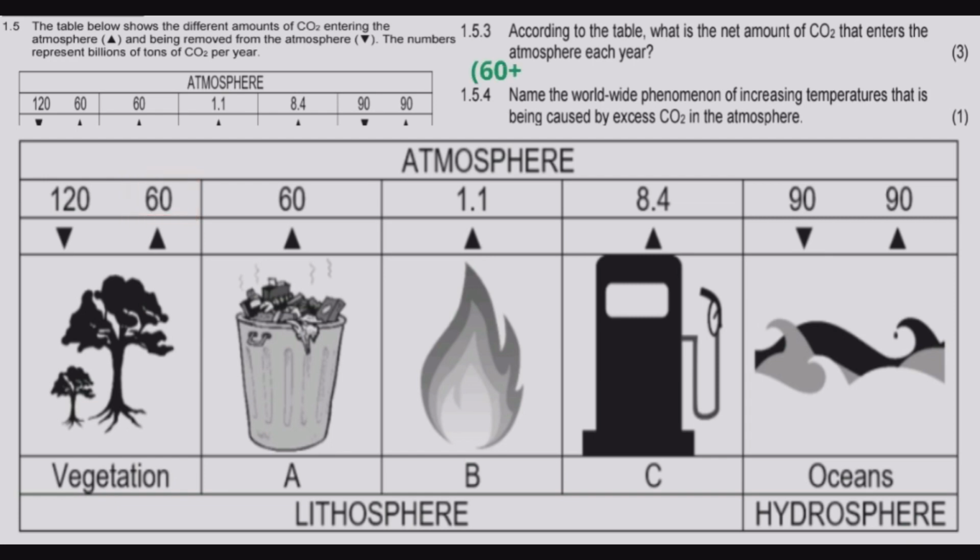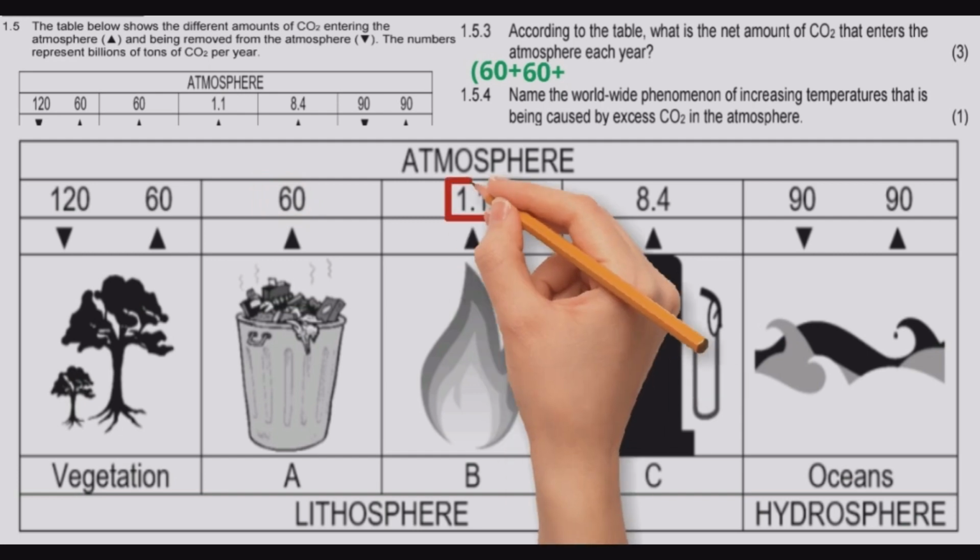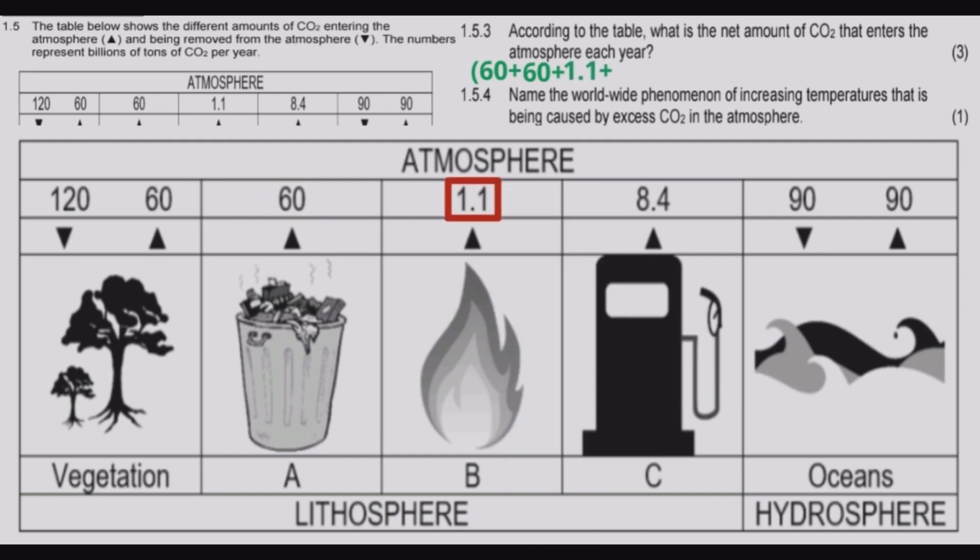Then plus what the bin is adding, which is also 60, so plus 60. Then here it is also adding 1.1, so I'm going to write plus 1.1. Then here it is adding 8.4, I'm going to write 8.4 there. And then the hydrosphere is also adding 90, so I'm going to write plus 90 there. These, as you can see, I've put in brackets. This is what is being added into the atmosphere. Now let's see what is being taken out of the atmosphere.